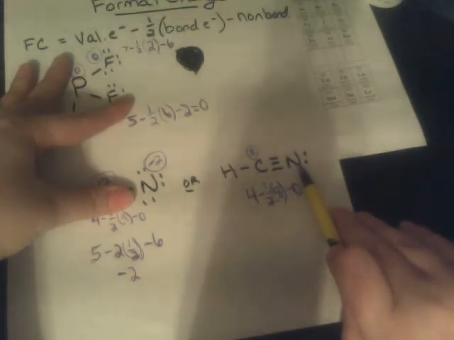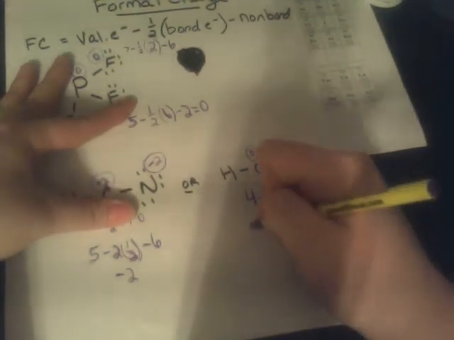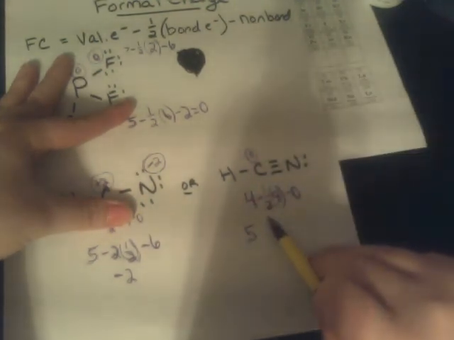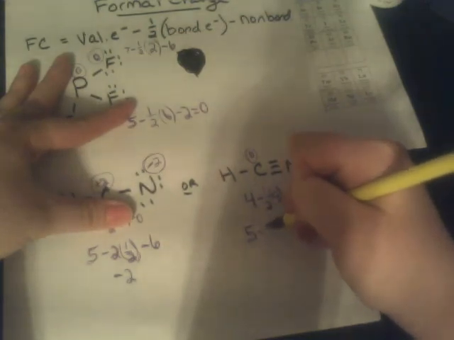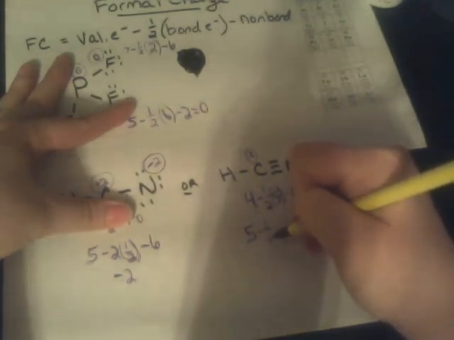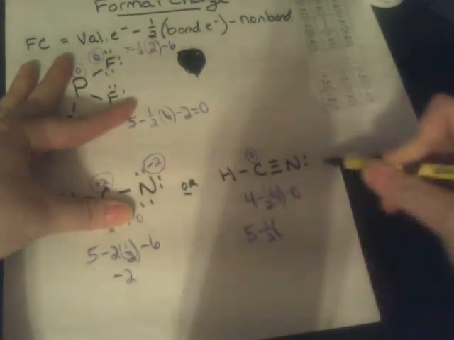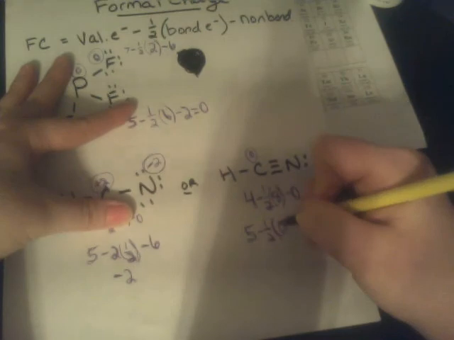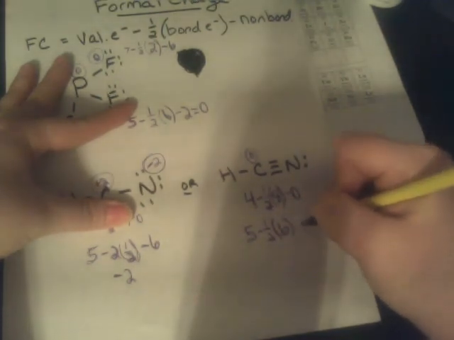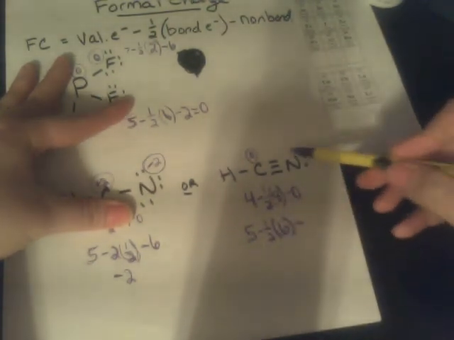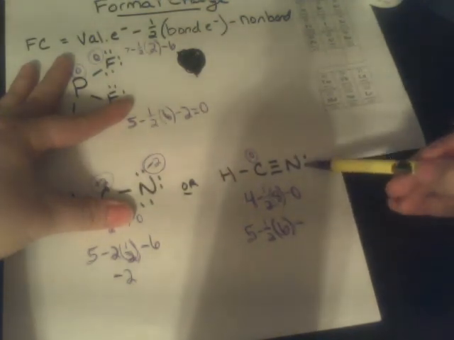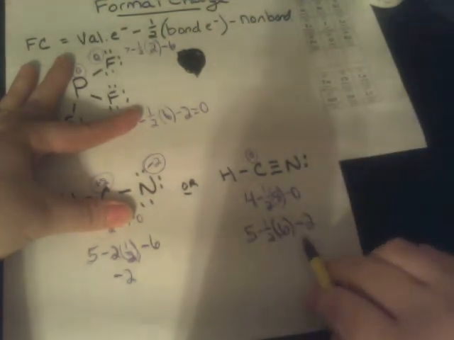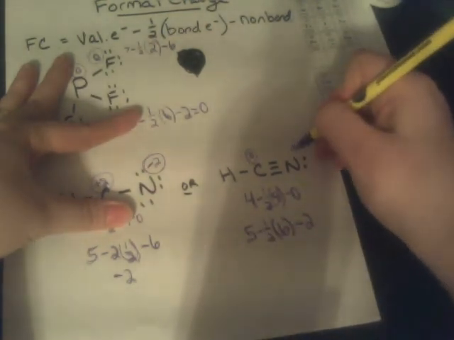Nitrogen, let's check nitrogen out. Nitrogen comes with 5 valence electrons. Minus 1/2 of the bonded. It looks like we have 2, 4, 6 bonded electrons around nitrogen. So 1/2 of 6 minus, how many lone electrons are around nitrogen? 1, 2. So it's 5 minus 3 minus 2. That's a big fat goose egg, 0.